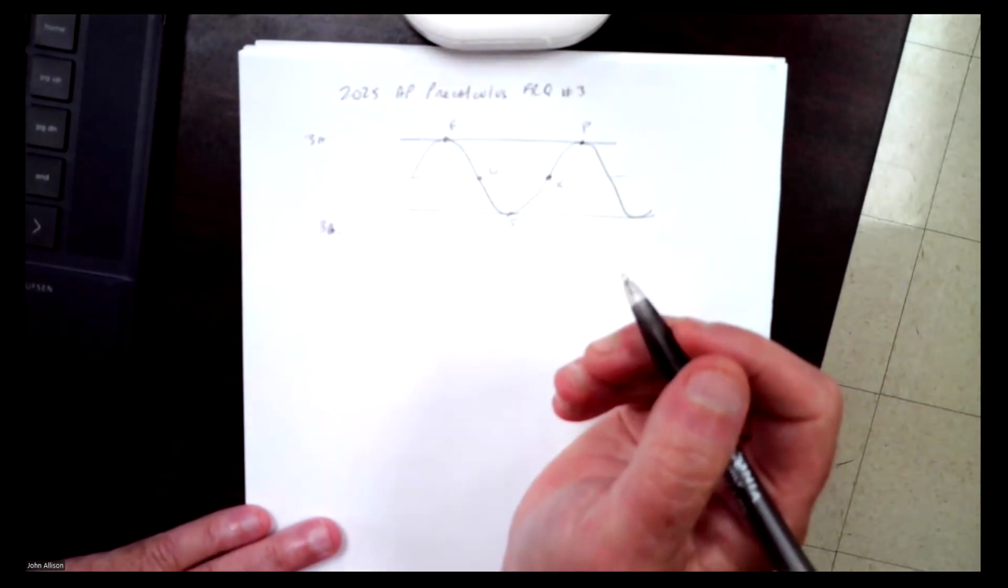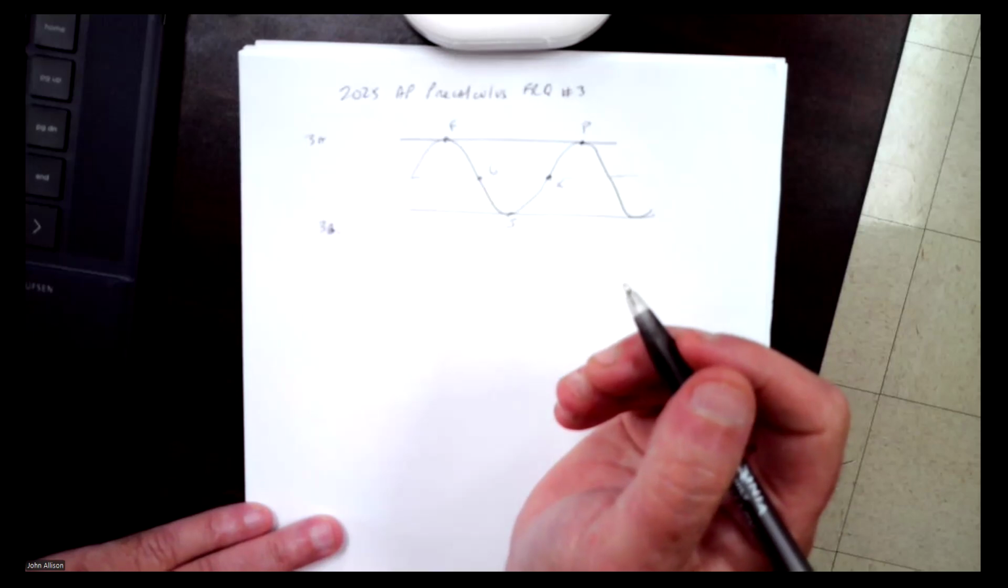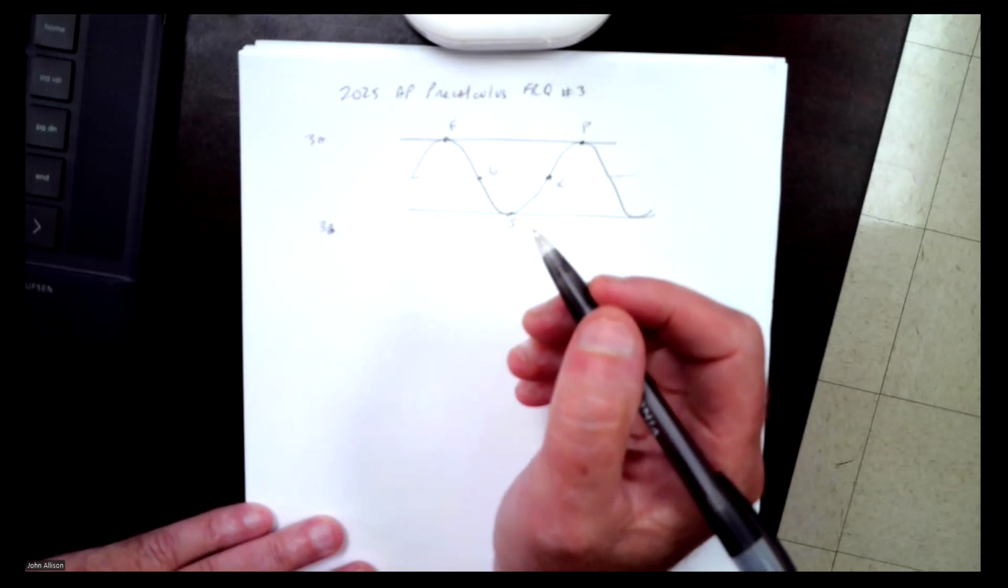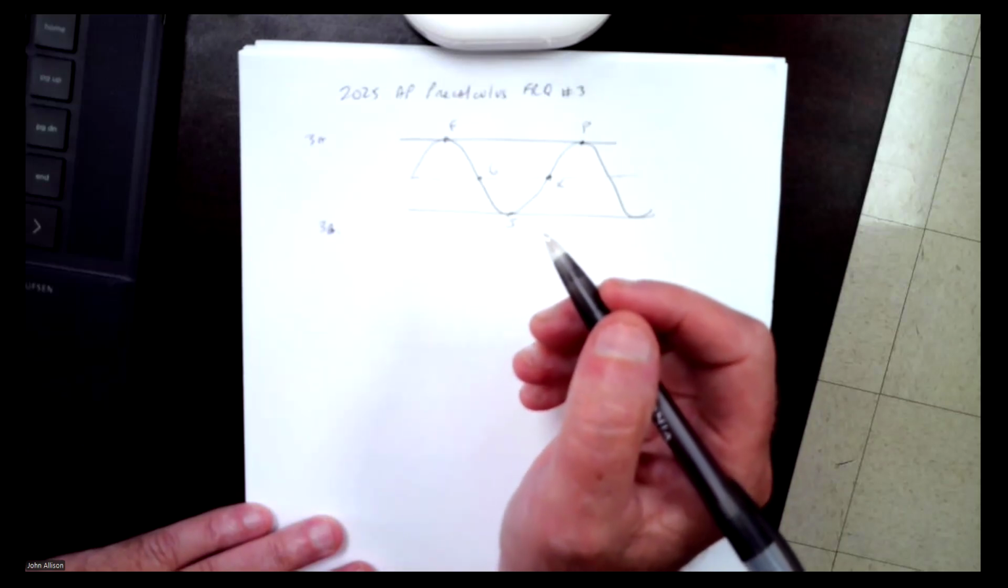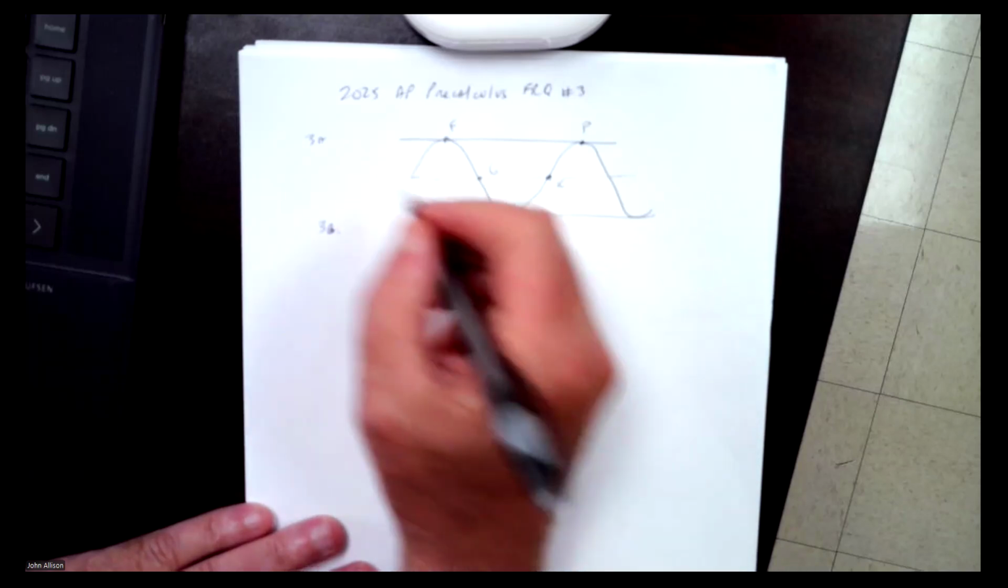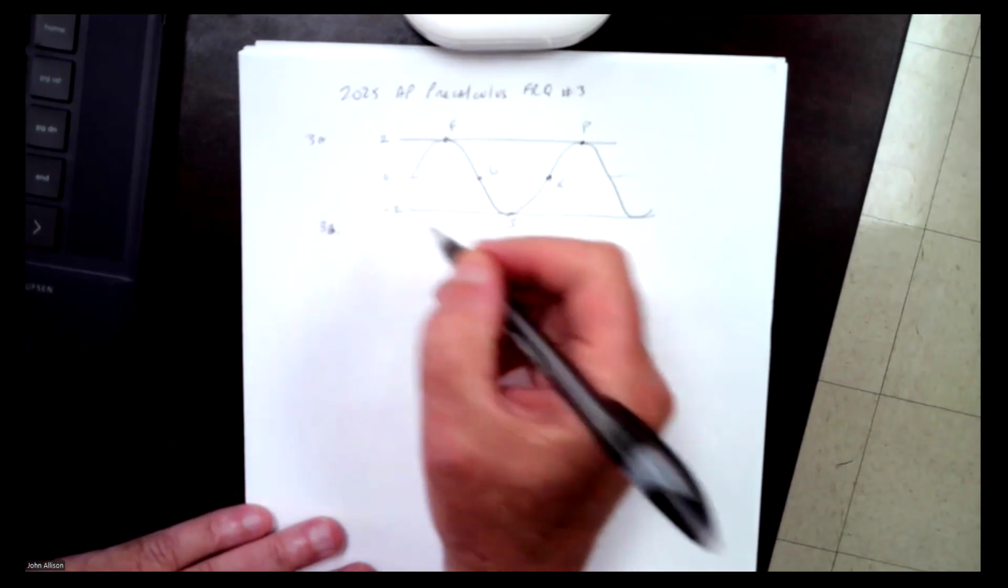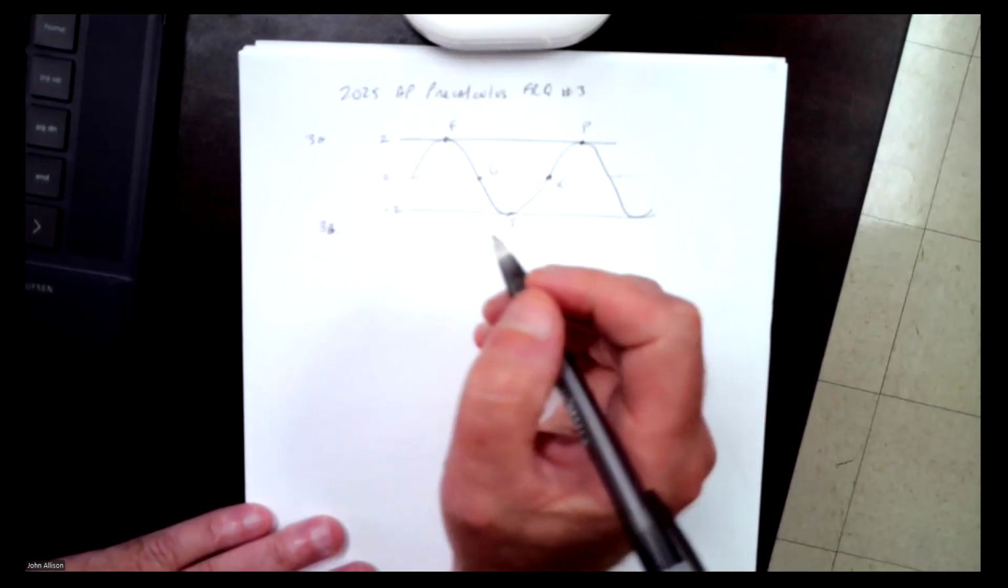So the first thing, at time t equals 0, the point x was at its highest position, 2 millimeters above its resting position. So we're going to call the resting position 0 millimeters. We're going to call the highest position 2 millimeters. That's going to make the lowest position negative 2 millimeters.